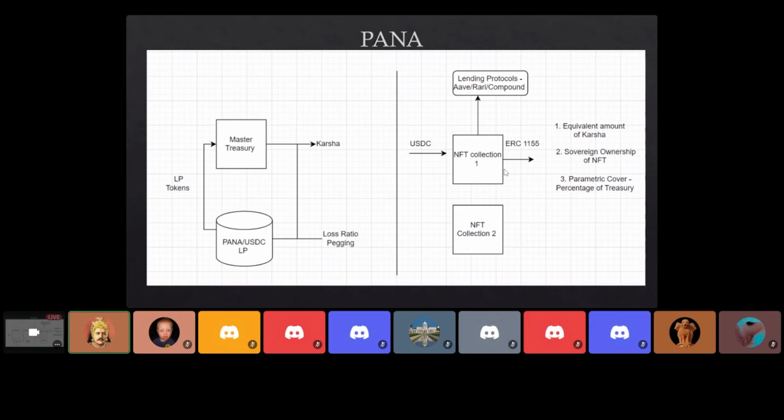And also one other important thing is we are getting in stable coins, so the volatility is also taken care of. In future, if you're coming back for a payback, then you'll be paid in the equivalent amount of Karsha at that particular point in time, as you are using a stable coin. So that is another advantage of the assurance NFT.